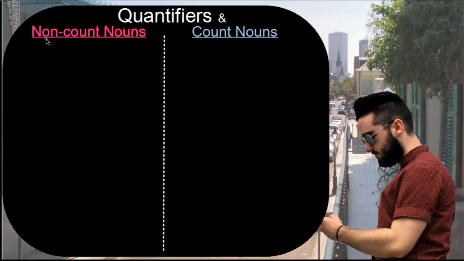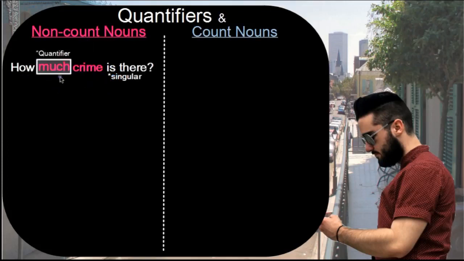Now it's time to look at the quantifiers with the non-count nouns and the count nouns together. Let's look at the non-count nouns first. When we ask the question about the quantity or the amount of a non-count noun, for example, crime, we use the quantifier much. How much is asking about the quantity of the non-count noun crime. How much crime is there? Notice I use the singular form of is there because crime is a non-count noun. So, only use much for the non-count noun in the question.